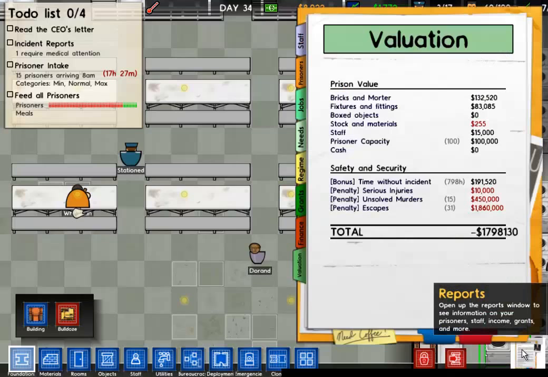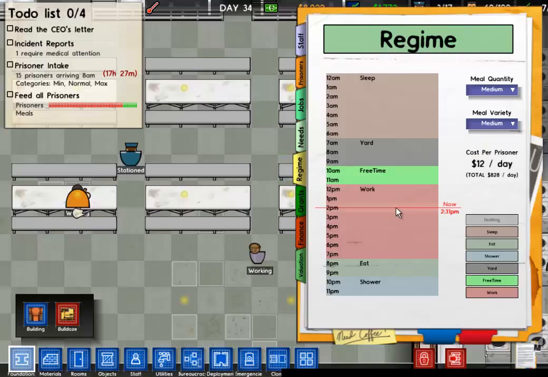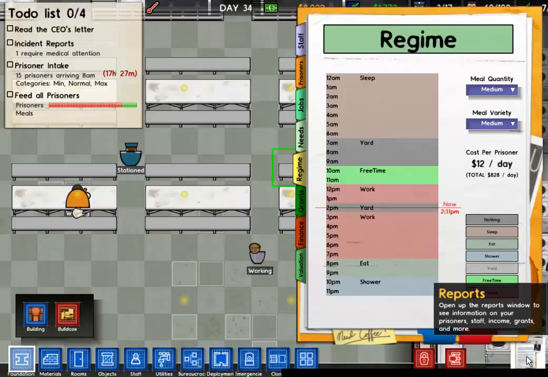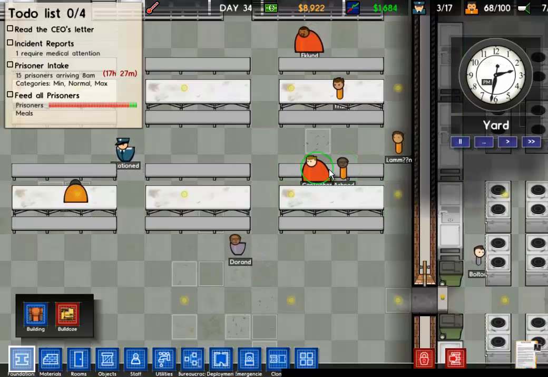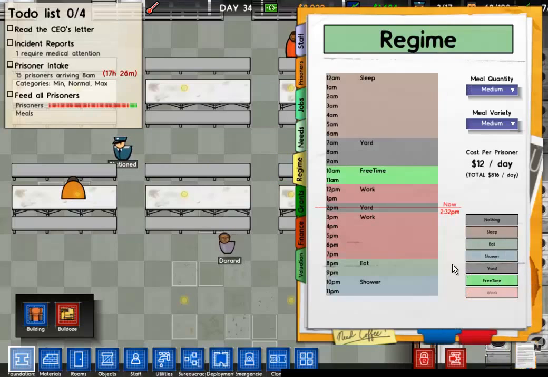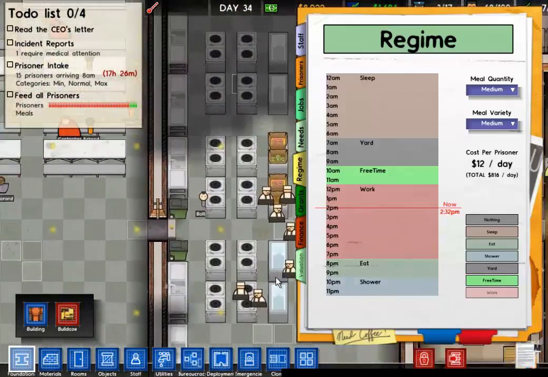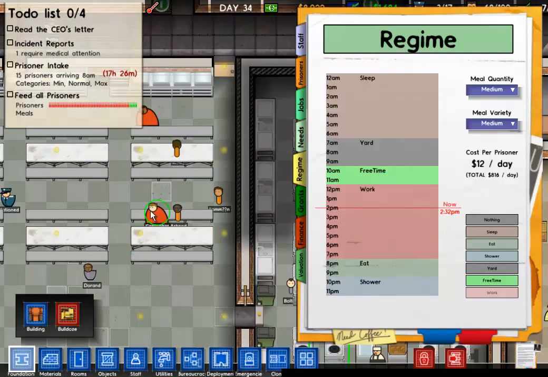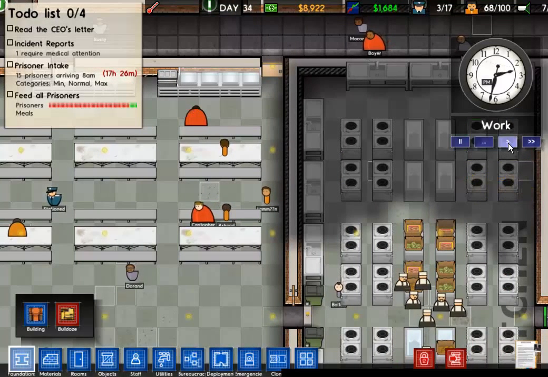The only way around that is to go to regime. I said go to regime and assign the hour you're on to somewhere else. So let's just assign it to yard really quick. And now we can hit play, and now he'll get reassigned. Hit pause, go back, go to work, because you don't want them to actually stop working. And now he's moved slightly on that bench. So now we'll go back to work, and now he's not bugged anymore.